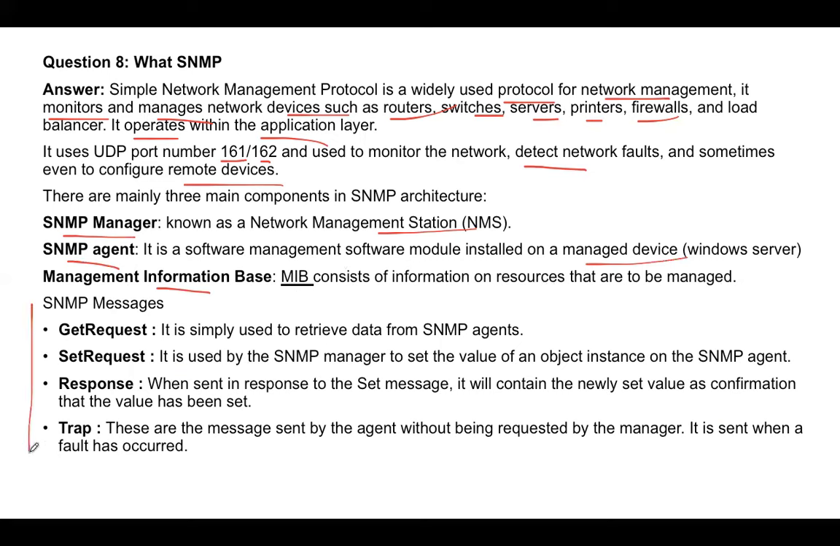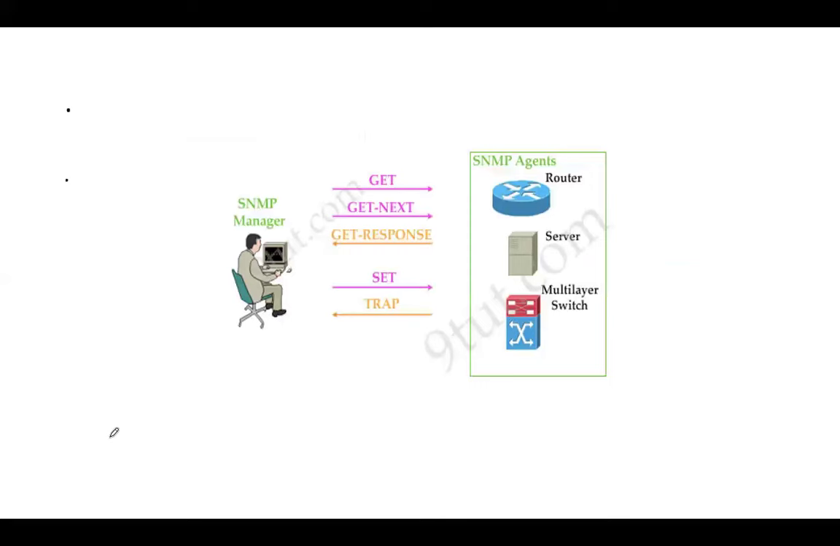Some of the messages in SNMP are get request, set request, response, and trap. Get request is simply used to retrieve data from SNMP agents, from agents to the server. Set request is used by the SNMP manager or server to set the value of any object that it wants. Response is the response to the set message. If someone has sent a set message, it is the response of the set message. And trap is usually sent whenever there is a change in the network, faults, anything. That time we use trap. And these are basically the messages.